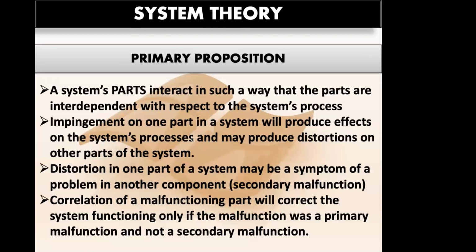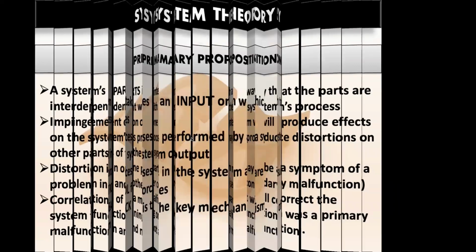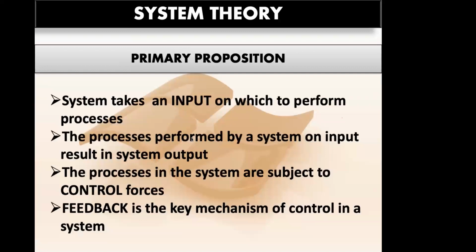Distortion in one part of a system may be a symptom of a problem in another component. That is called secondary malfunction. Correction of a malfunctioning part will correct the system functioning only if the malfunction was a primary malfunction and not a secondary malfunction. A system takes an input on which to perform processes. The processes performed by a system on input result in system output. The processes in a system are subject to control forces. Feedback is the key mechanism of control in a system.